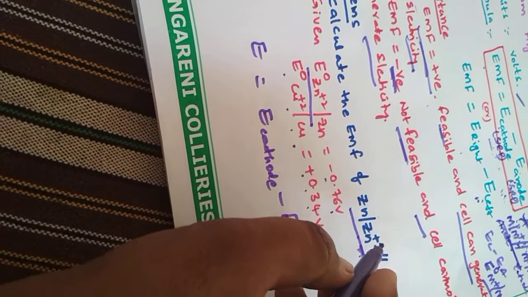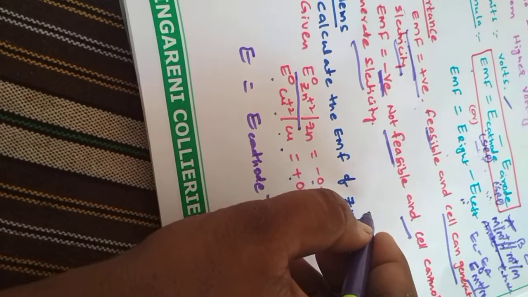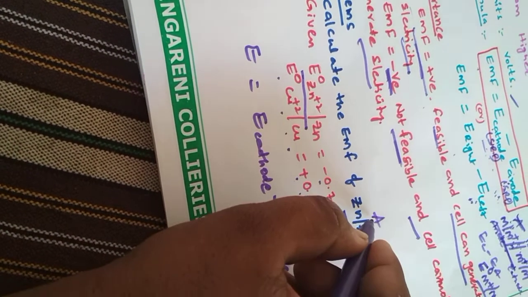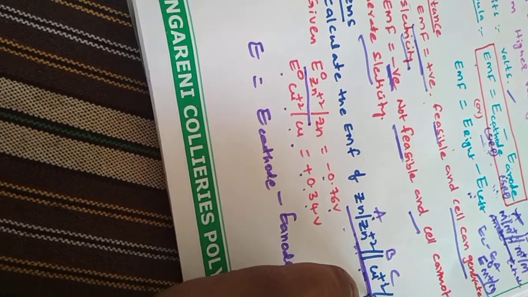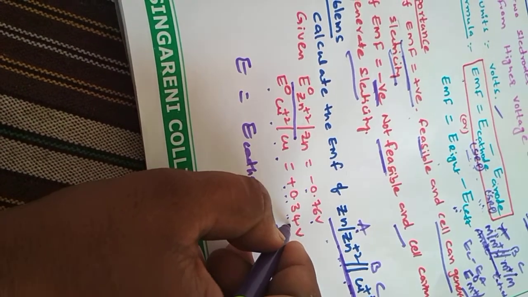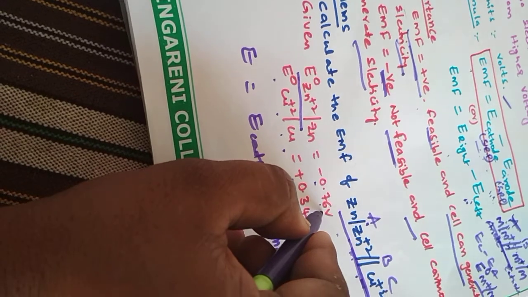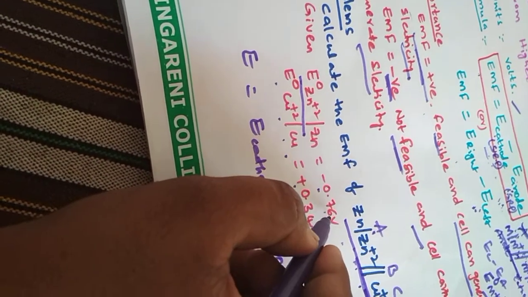So in this cell, what is the cathode and what is the anode? A simple trick for this one is ABC. Here C stands for the cathode and A stands for the anode. In the place of C, we observe copper. What is the value of copper here? Plus 0.34 volts. And what is the value of A here? Minus 0.76 volts. But according to IUPAC rules, what should the value be?